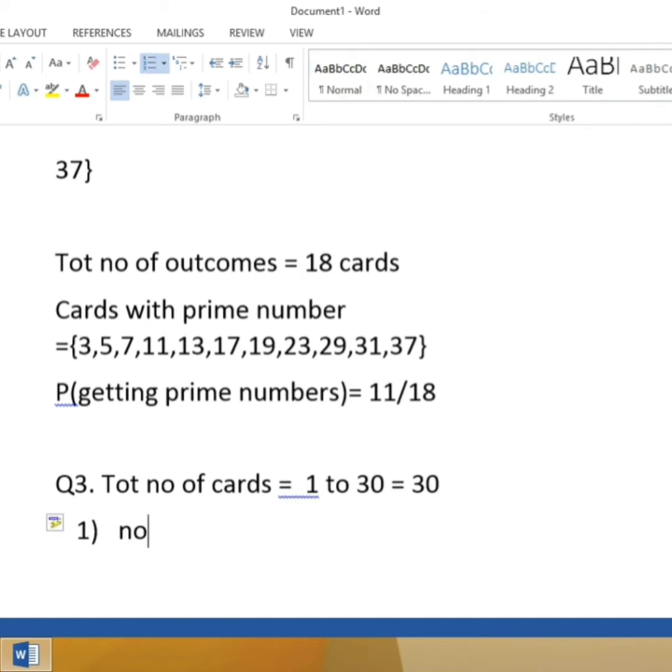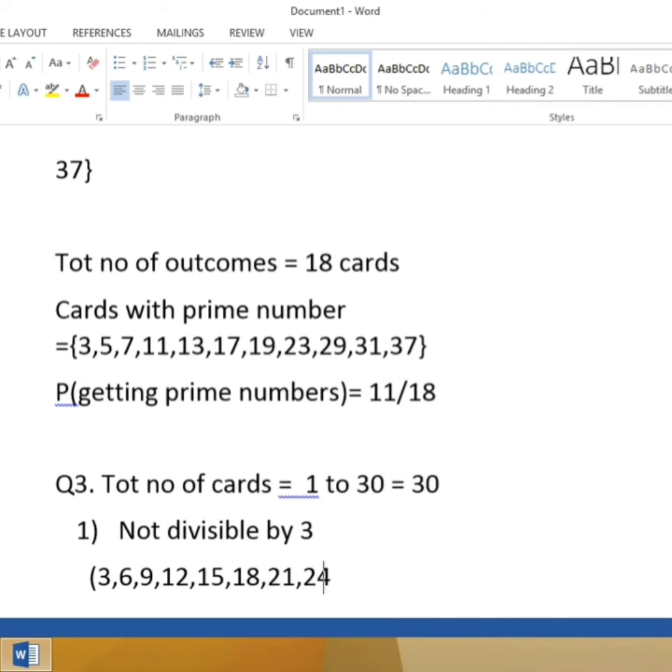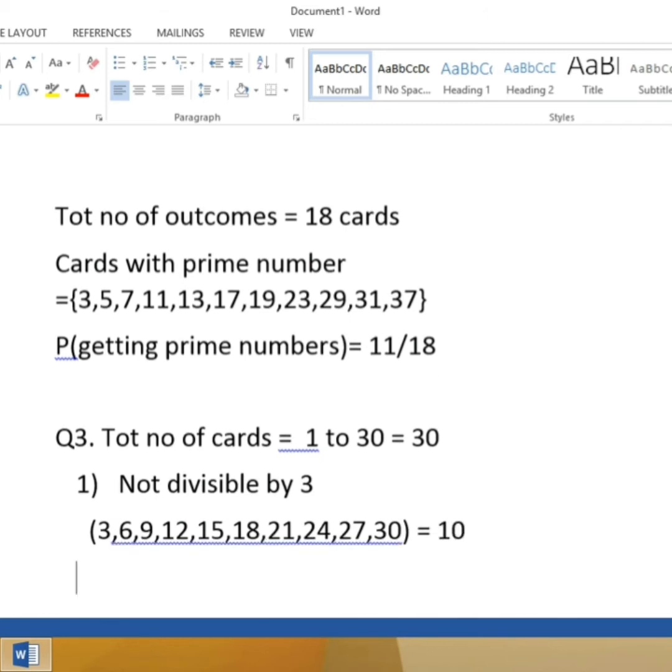And the first part of the question is not divisible by 3. So we are going to find the numbers not divisible by 3. To find that, we should know the numbers divisible by 3. We know all the multiples of 3: 3, 6, 9, going up till 30. The multiples of 3 are divisible by 3, so we need to exclude those from the total count. Those numbers are only 10 in count.